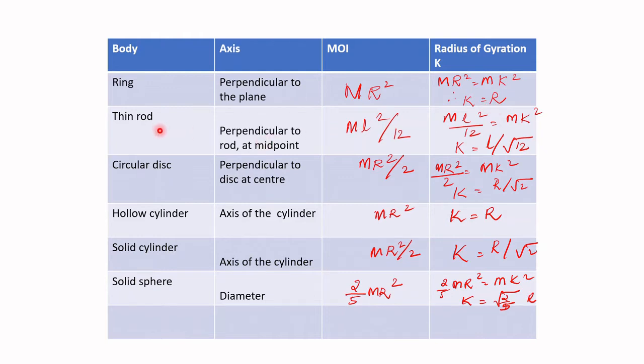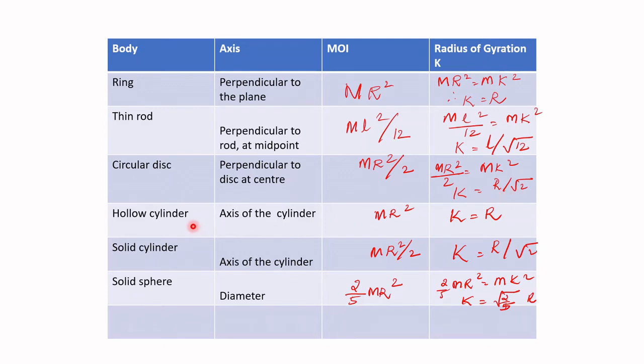Similarly, for a thin rod, with the axis perpendicular to the rod at its midpoint, its moment of inertia is ml square by 12. With the similar method of calculation of k, k will be equal to L by root 12. In the case of a circular disc, if the axis is perpendicular to the disc at the center, the moment of inertia is mr square by 2. Again, k is equal to r by root 2.